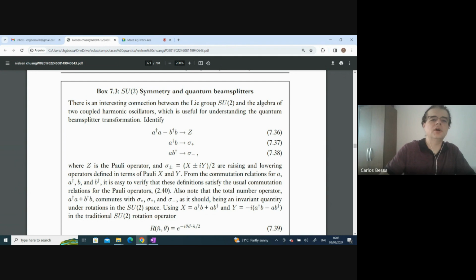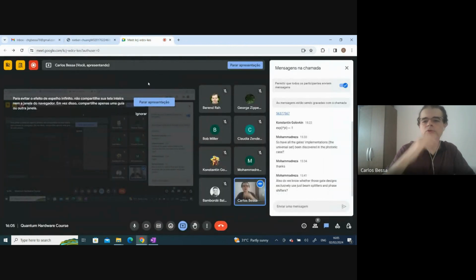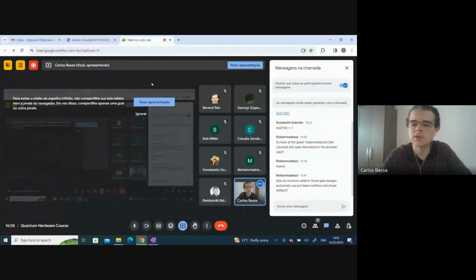So a little bit short today. I'll try to make shorter lectures. So if you guys have some questions, Muhammad Riza had a question here. Also, do we know whether those gate designs exclusively use just beam splitters and phase shifters? I think this example shows it, right? That answers your question, Muhammad Riza.